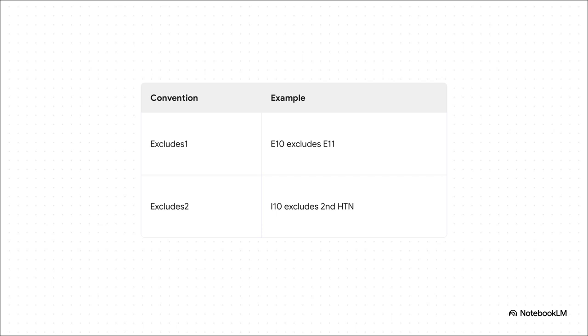But now think about excludes 2. Essential hypertension, which is code I10, excludes secondary hypertension. But a patient might actually suffer from essential hypertension and also have secondary hypertension caused by some totally different disease. If it's documented by the provider, they can absolutely coexist on the exact same claim.